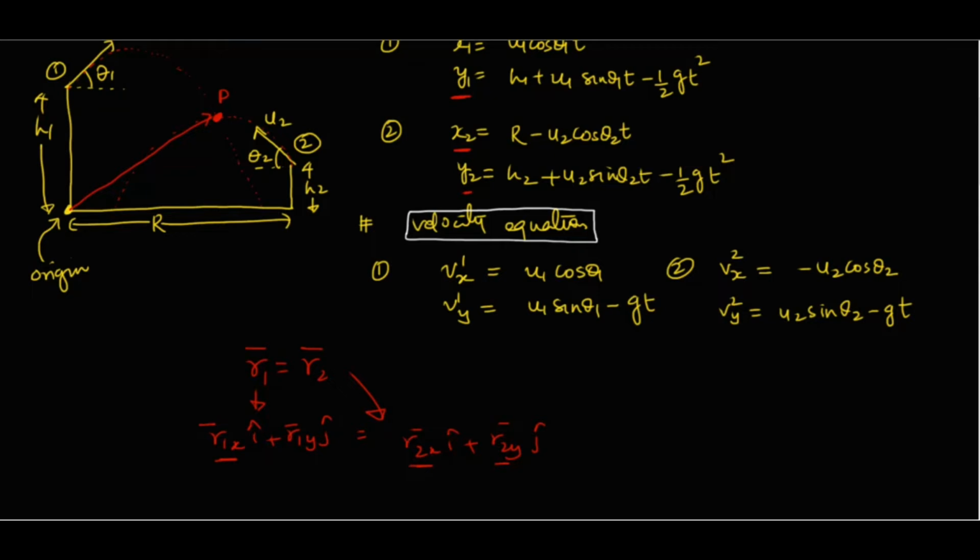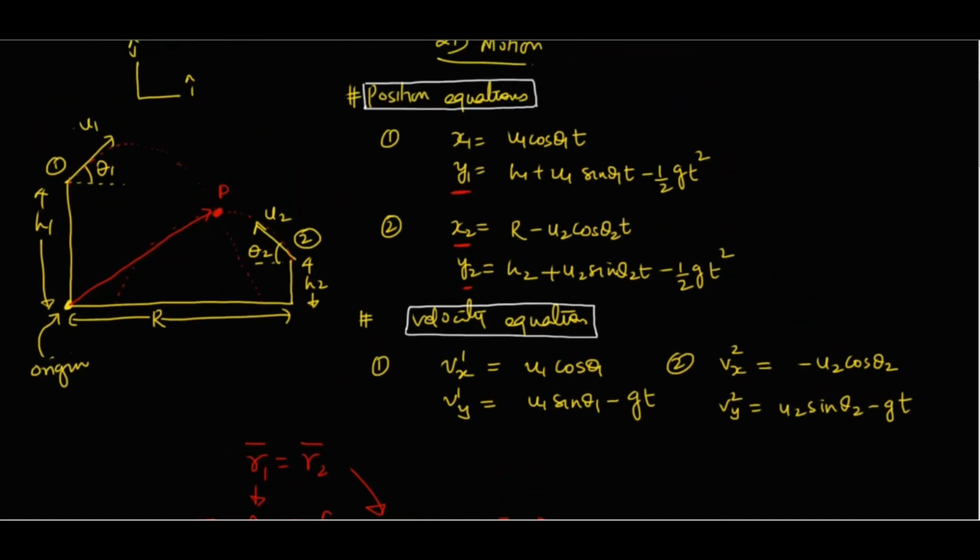These are the final corresponding x and y coordinates. Okay, so if they are going to meet, this x1 has to be equal to this x2 and this y1 has to be equal to this y2. So if you look at this equation, I'm going to equate this x1 to this x2 and this y1 value to y2.